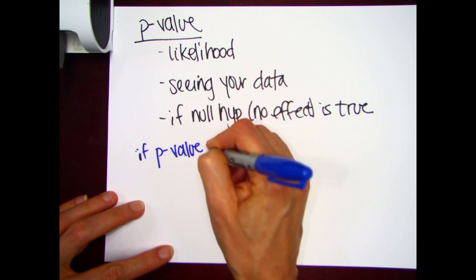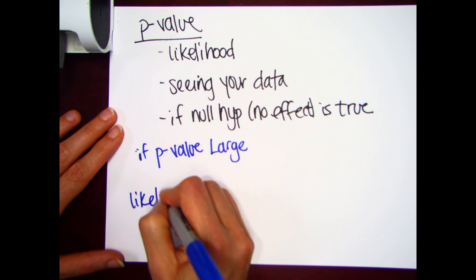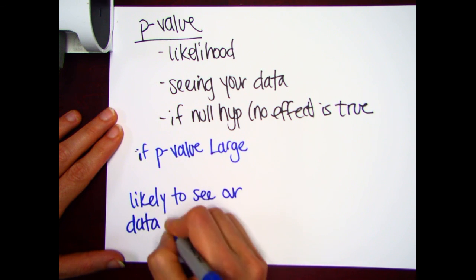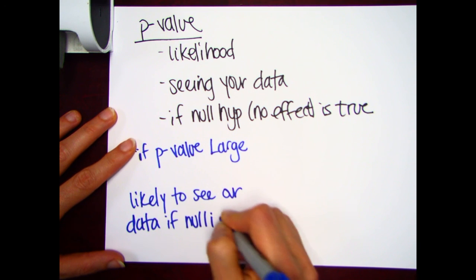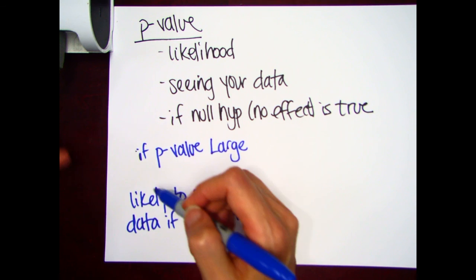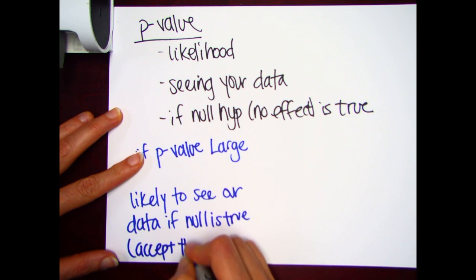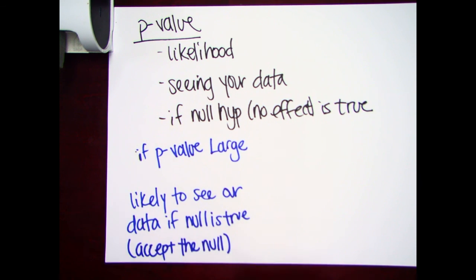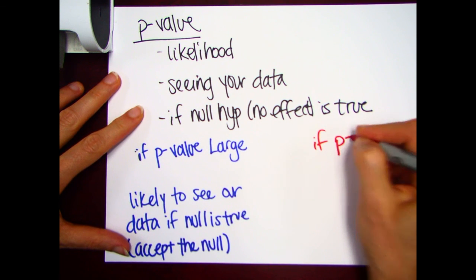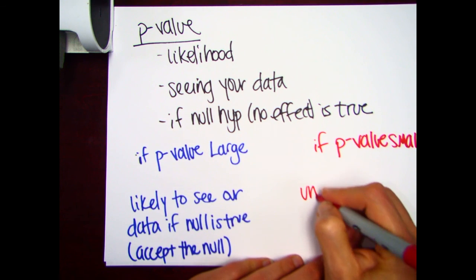Okay, so if our p-value is large, then it is likely to see our data if the null is true. In that case, we're happy with the null. We feel like it is likely to explain the data that we got, and so we will accept the null hypothesis.